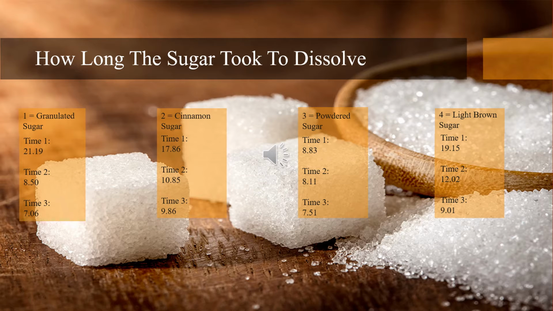So this slide tells you how long the sugar took to dissolve, as you can see by the title. And it took, it's a range of times. The first time we did it, I don't think I did it very well. But the numbers beside the sugars, the types of sugar, that just indicates which sugar it is. On to the next slide.